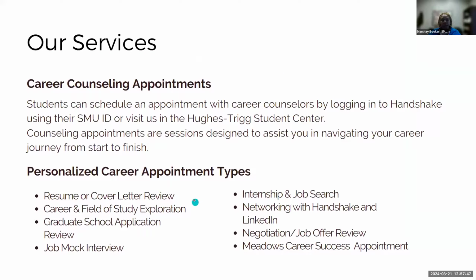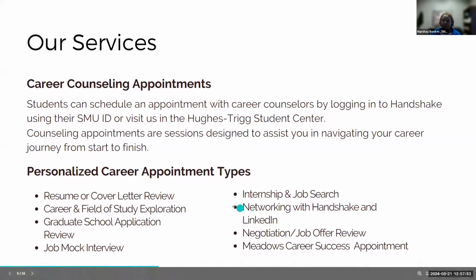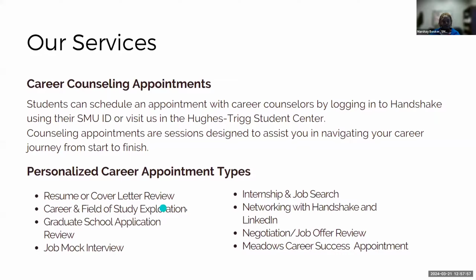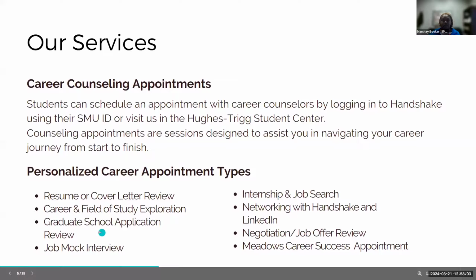These are the personalized career appointment types. So these are the services that you can look for. Outside of jobs and internships, we do networking on Handshake and LinkedIn, cover letters, and career and field exploration. If you're looking to go to grad school, we do grad school application review and mock interviews for both grad school and jobs. We also can go into job offer negotiations.